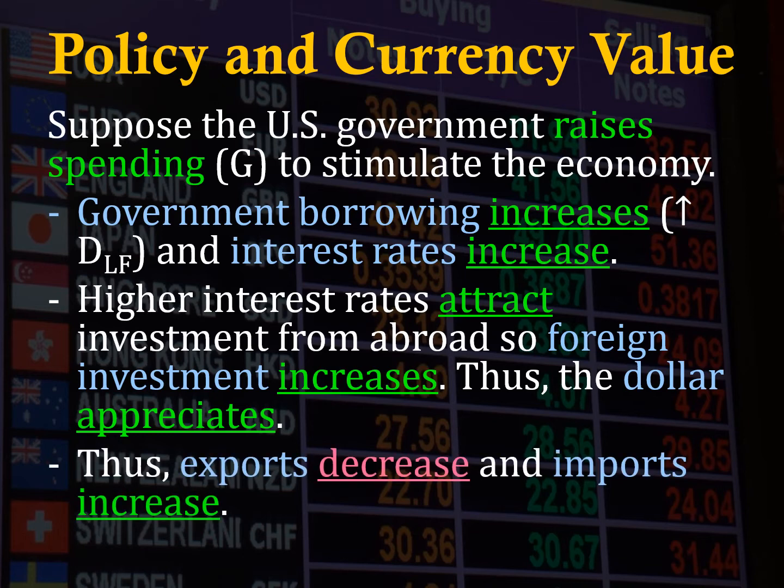Since the dollar appreciates, it's now higher. Now foreign goods look relatively cheaper because the American dollar is stronger, so imports increase. Meanwhile, American goods seem more expensive because of the appreciated dollar, so exports decrease. So you can see how everything relates.